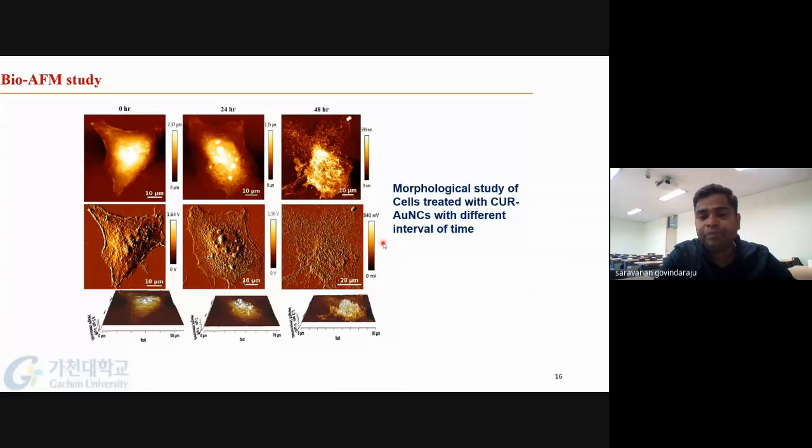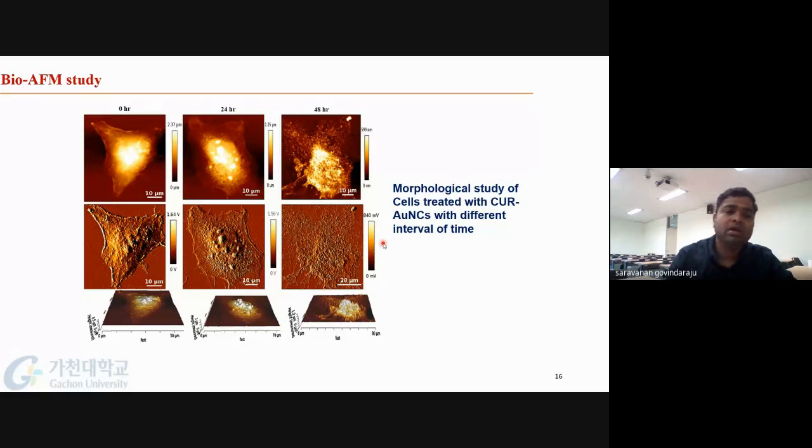So this is the live dead assay performance. The second thing, apart from the live dead assay and the MTT assay, we want to conclude how the morphology changes after treating with the gold nano cluster. So we want to find out by using the bio AFM. Here we have chosen the liquid mode. It's not a dry mode, it's a liquid mode imaging, for which we have chosen contact mode.